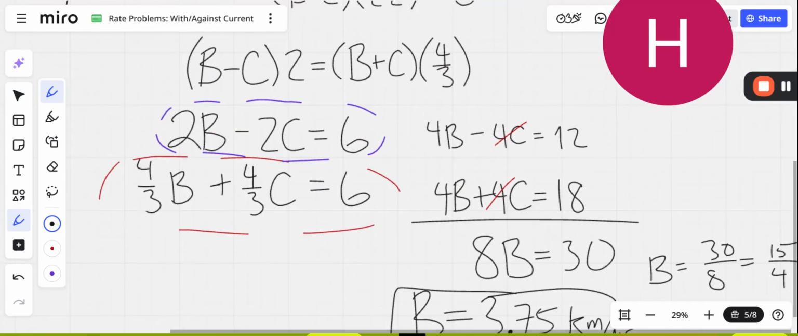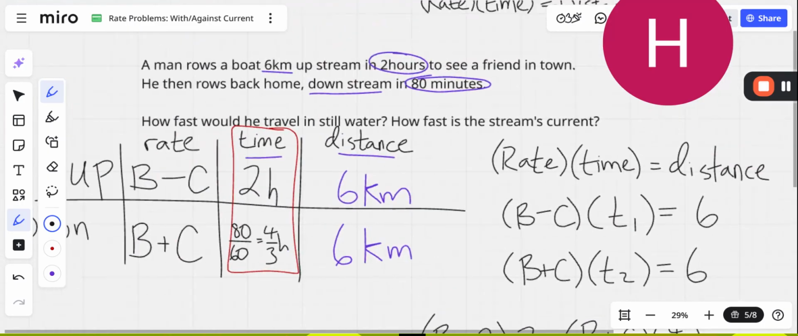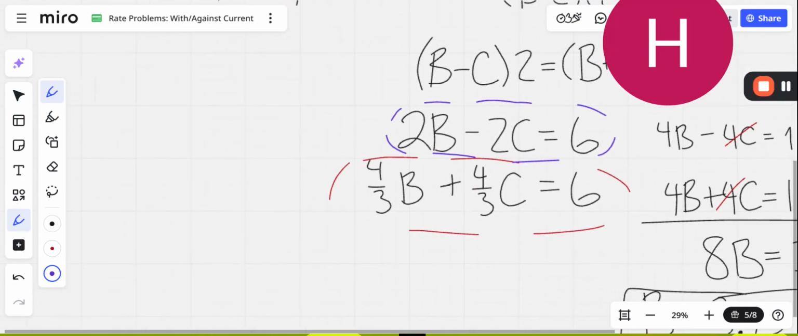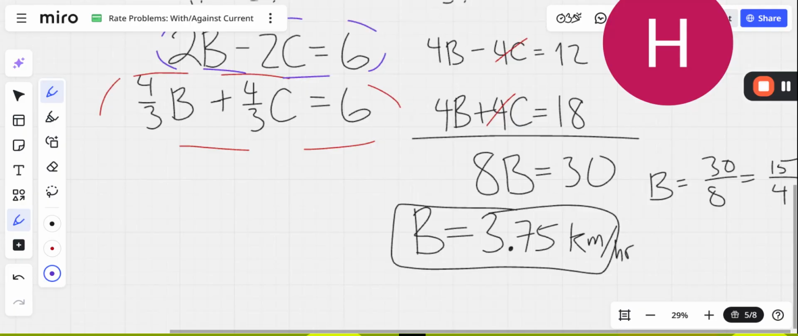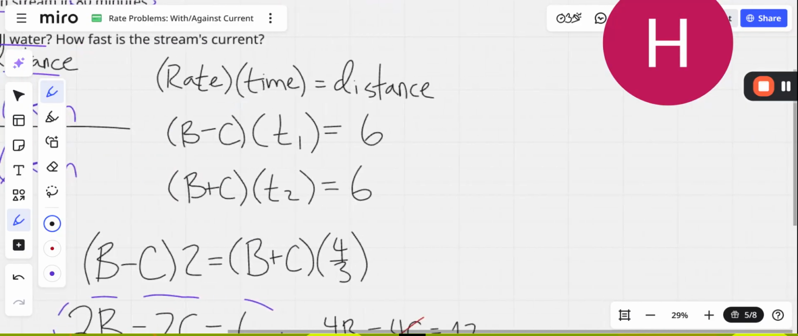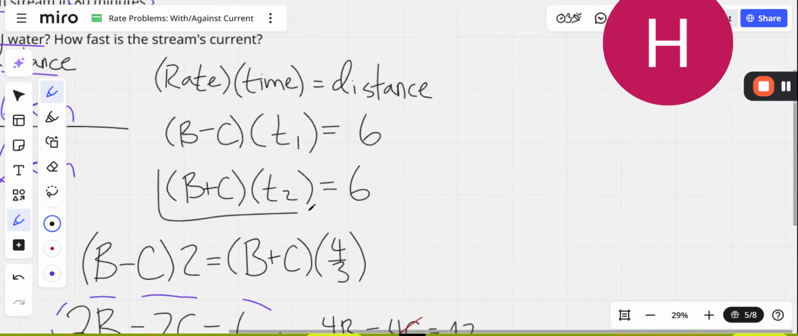Great. Now, if that's the case, we still need to figure out how fast the stream's current is. We found out how fast he would travel in still water. That's the rate of just the boat. But we need to go a little further than that. We need to figure out how fast the current is. Well, we can easily plug this in to any equation here, really. I think I'll just use the one with a positive. Why not?